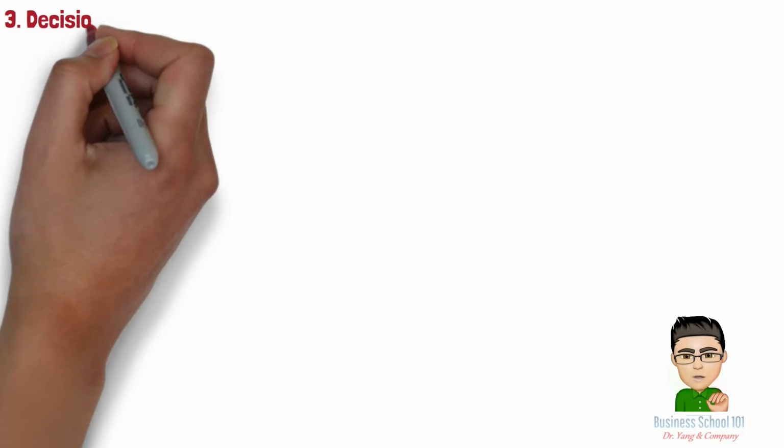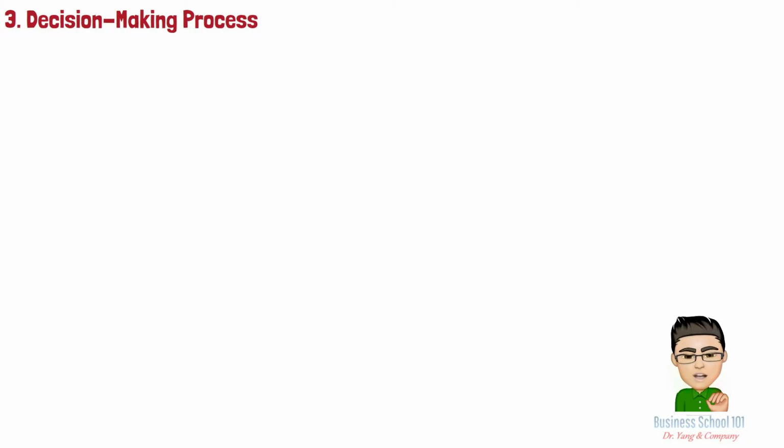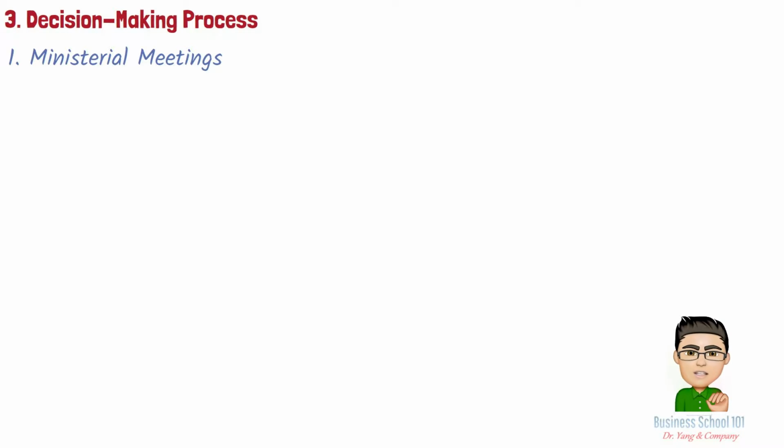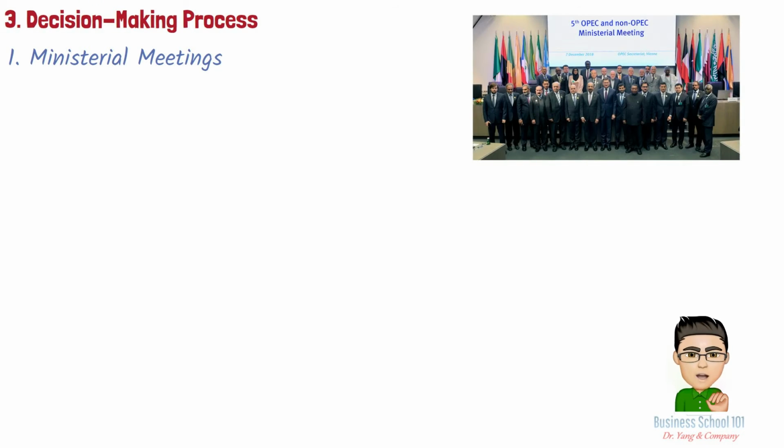Section 3. Decision-making process. The decision-making process within OPEC typically involves the following steps. 1. Ministerial meetings. The highest decision-making body of OPEC is the Ministerial Conference, which consists of oil ministers or high-level representatives from each member country. The conference meets at least twice a year, and additional extraordinary meetings can be convened as needed.